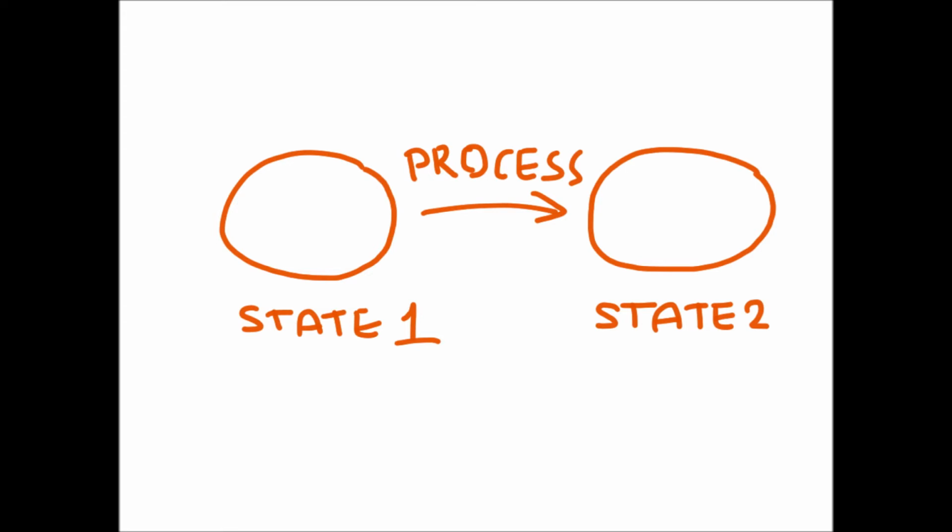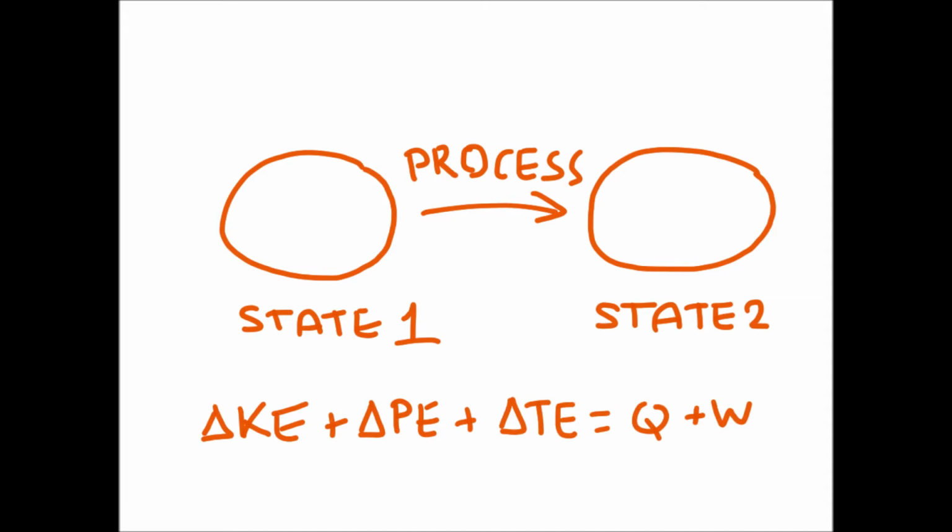You have a system, and it undergoes some kind of a transition from one state to another state through a process of some kind, yes? And there's a couple of constraints that apply. One is the conservation of energy. You know all about this.